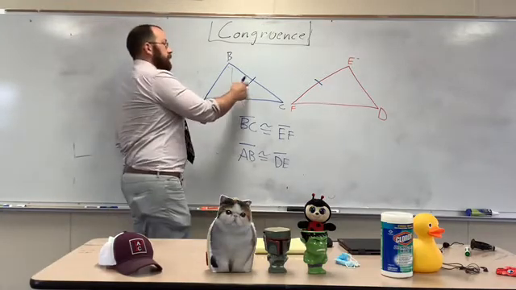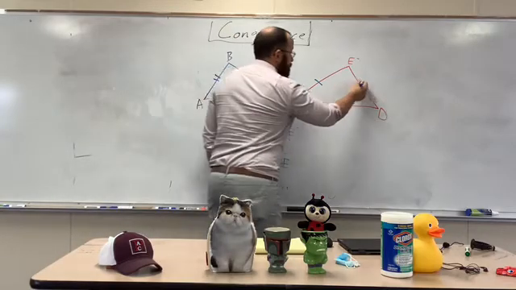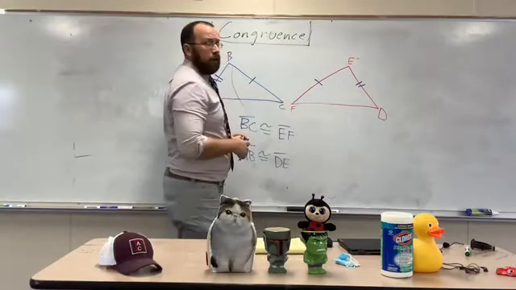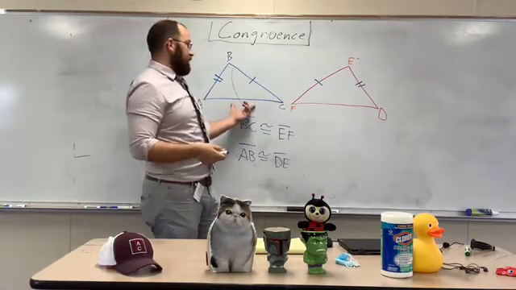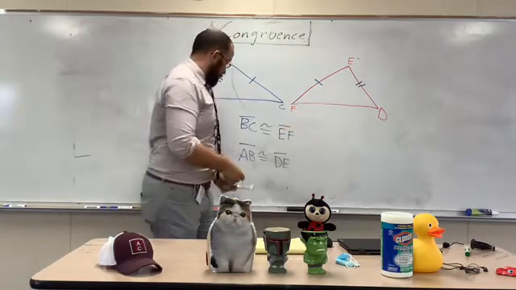Now, this already has one line, so all I have to do now is put two lines through it. So that shows that these two are congruent and these two are congruent. And that's how you do it. So if I said AC is congruent to FD, I put three lines through it.